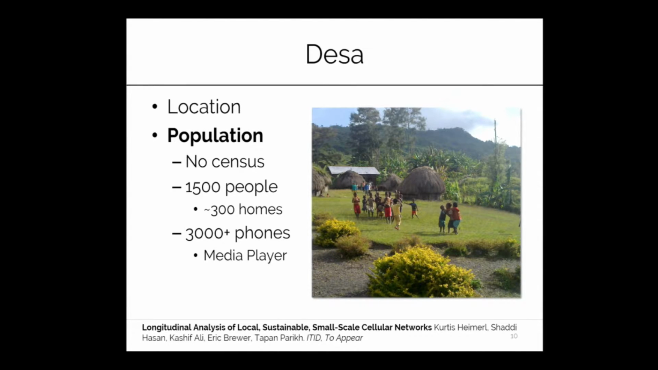So we did a little informal estimate. There's around 1,500 people here. So plenty of people to support a network, but it's other reasons that there's no cell phone coverage. It's around 300 homes. Interestingly, and this is a little bit of an aside, there's an enormous amount of phones in the community, despite there being no cell phone access.